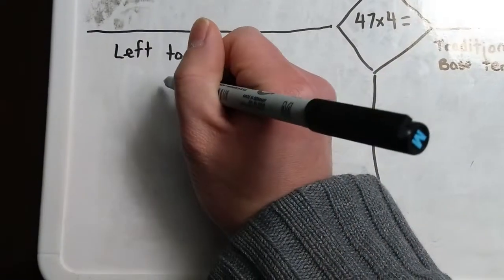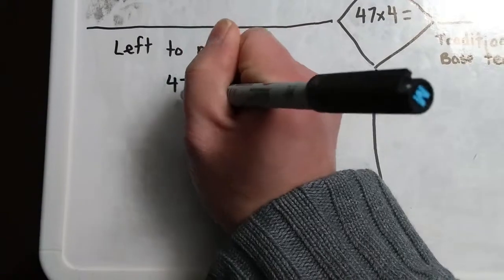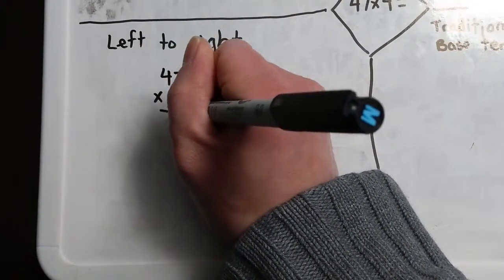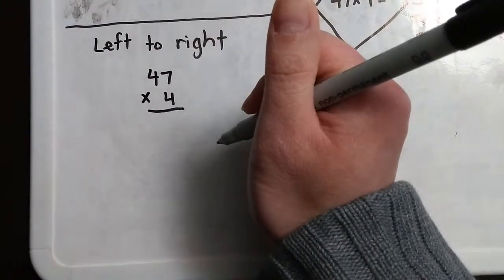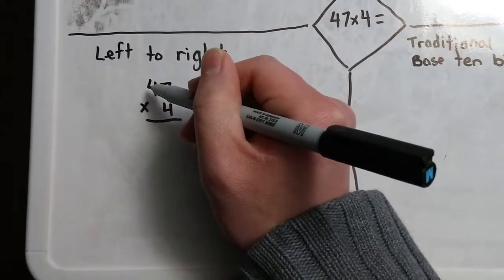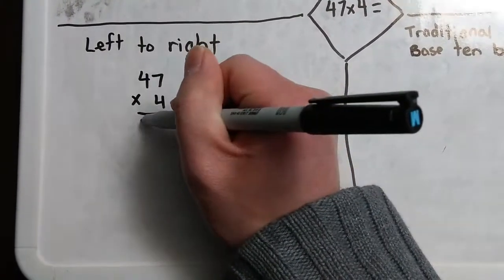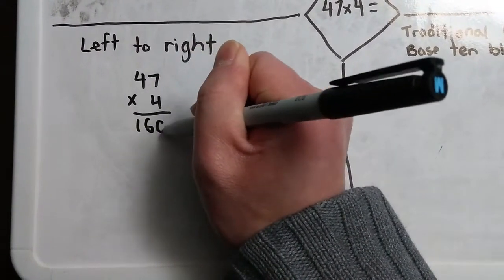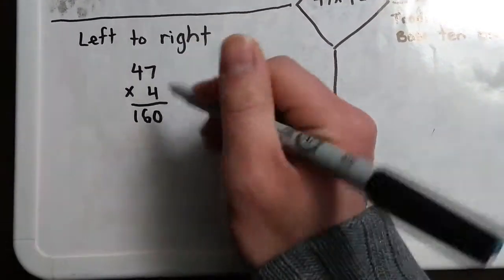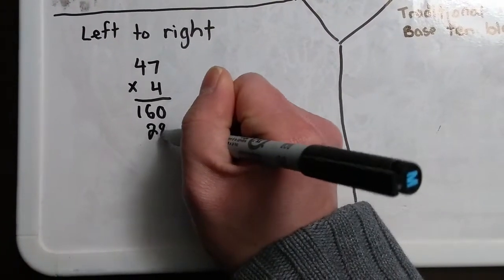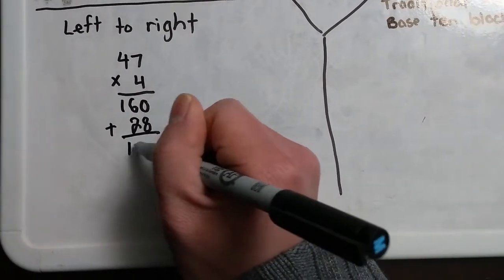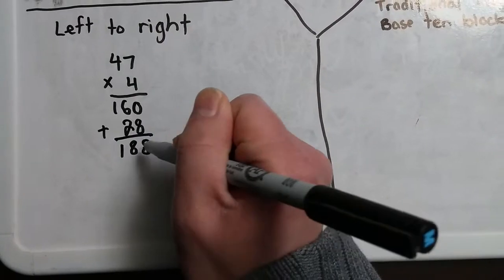Now multiplication from left to right. You write your multiplication sentence in a column arrangement, 47 times 4. You start with the left side, the tens place value. 40 times 4 is equal to 160. Next, the right hand side, or the ones place value. 7 times 4 is equal to 28. Add them together, 160 plus 28 is equal to 188, and you don't have to regroup.